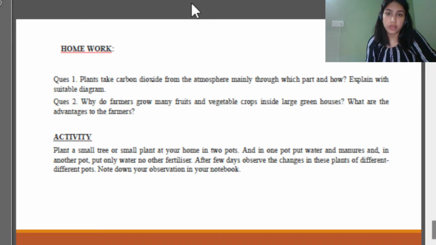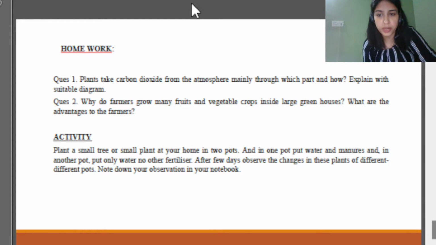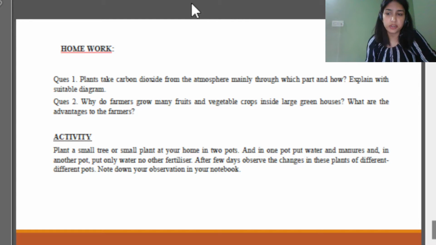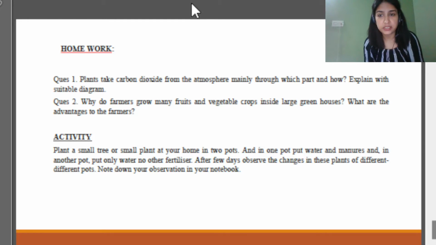And the activity that you'll have to perform is to plant a small tree or small plant at your home in 2 pots. In one pot, put water and manure, and in another pot, put only water, no other fertilizer. After a few days, you'll observe the changes in the plants in the different pots. Note down your observations in your notebook. Tomorrow you will come with pictures that you have clicked after placing these two pots, so that we can observe the before and after effect of what you have done.